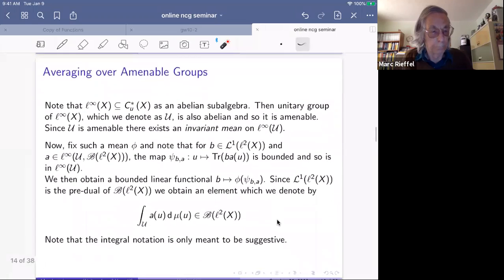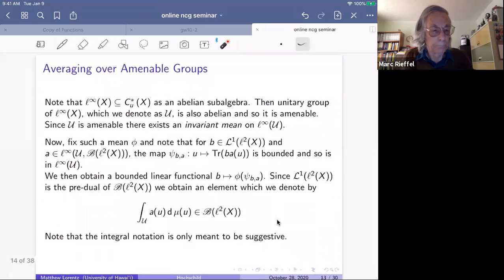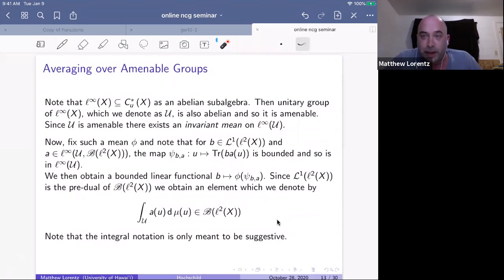Okay, so to build that map, we first need an averaging operator. We're going to average over amenable groups. In this case, the amenable group that I'm going to use is the unitary group of L-infinity of X. We can imagine L-infinity of X sitting inside the uniform Roe algebra over X as a diagonal operator, and so that has propagation 0, of course, it's in there.